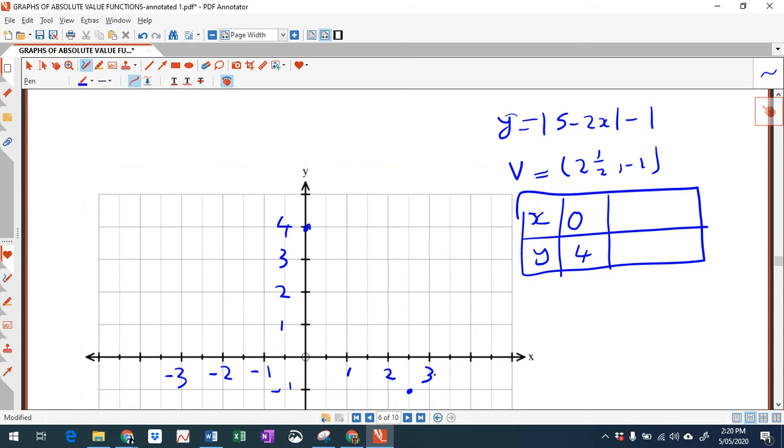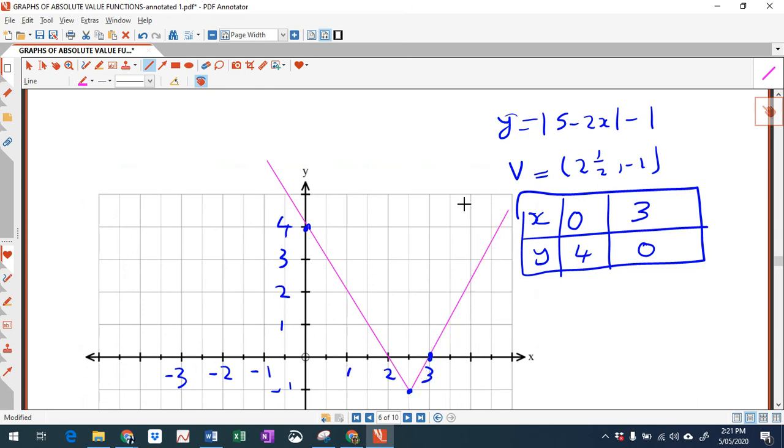Now I need something on the right-hand side of the vertex. I'm going to choose x equals 3. Now, if I do that, I get 5 minus 2 times 3, which is 6. 5 minus 6 is negative 1. Absolute value of negative 1 is 1, minus 1 is 0, so it's 3, 0. So it turns out that I also got the x-intercept there. Now get your straight line, and you can now sketch your absolute value function. There we go. There's one half, and here's the other half.